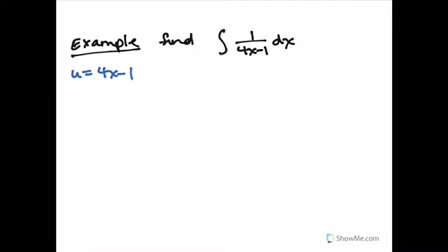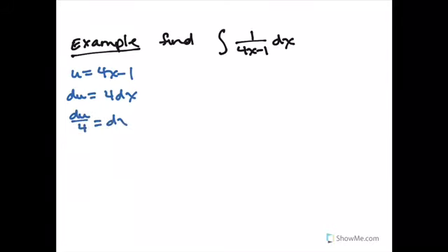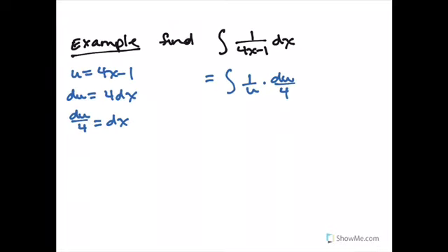And we'll let u be 4x minus 1. Then du is 4dx. Divide both sides by 4. And I'll get du over 4 is my dx. So this turns into the integral of 1 over u times du over 4. So I can bring that 1/4 out front. Then we're going to get natural log of u, but I'm going to back substitute my 4x minus 1 in there and put a plus c.